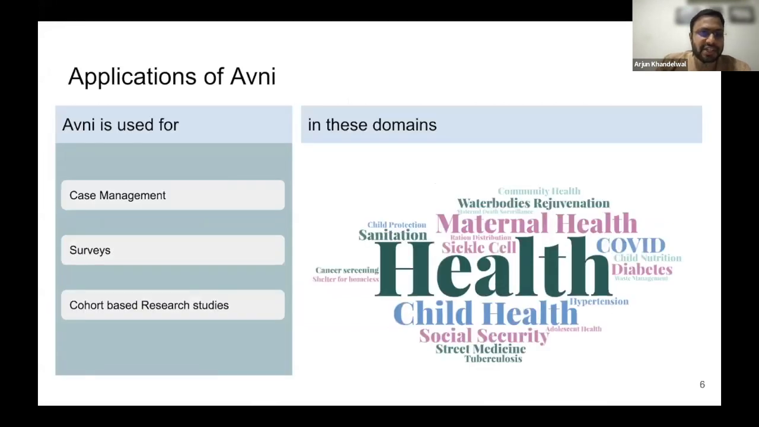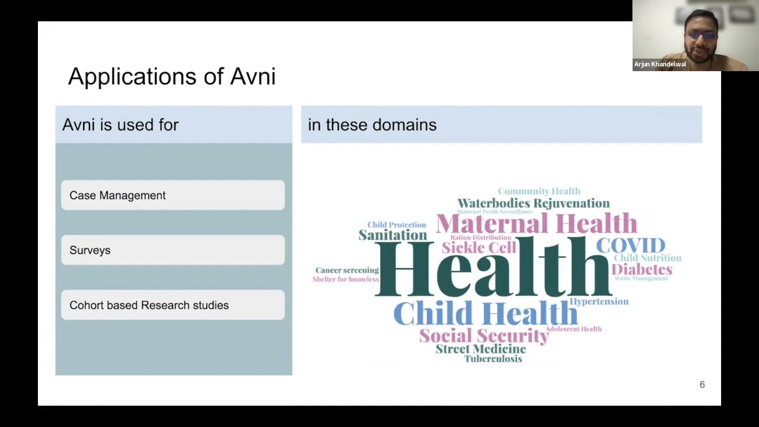What are the different applications where Avni can be used? First and foremost, the primary use case of Avni is for case management or longitudinal tracking of data, of beneficiaries or clients, whatever you may call it. Then Avni can be used for one-off surveys like baseline survey, endline survey, needs assessment surveys, etc. And in projects where cohort-based research studies are done, there again case management or longitudinal tracking is required, and Avni is quite useful over there.